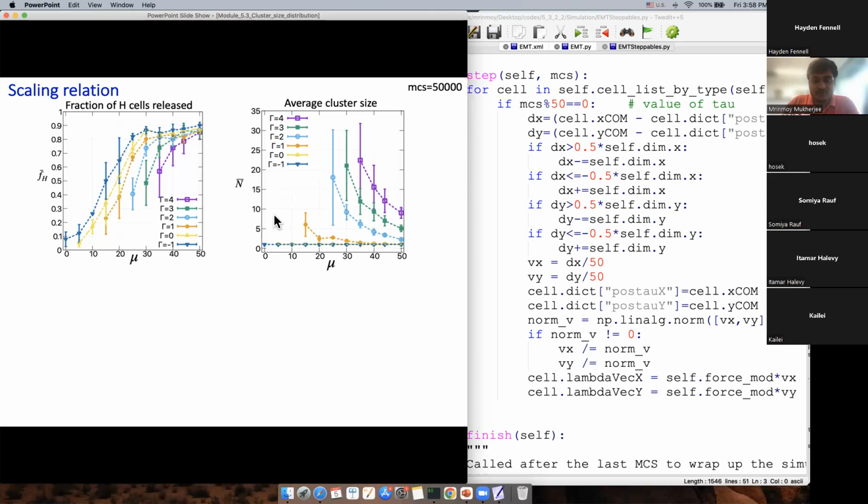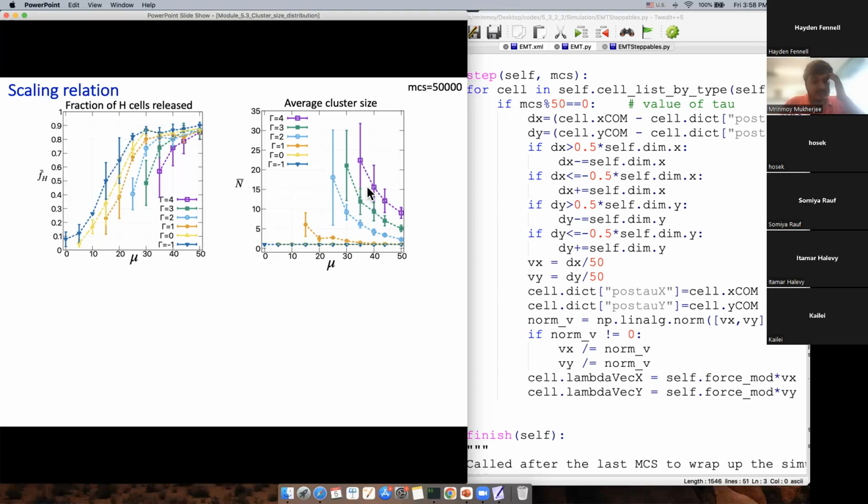For any value of gamma, mu should be greater than some kind of mu minimum. As you increase mu, the cluster size will decrease. This is the average cluster size, and there is a certain gap between these two. For gamma greater than 1, there is a higher possibility of getting larger clusters, but for gamma less than 1, you will always get smaller clusters.